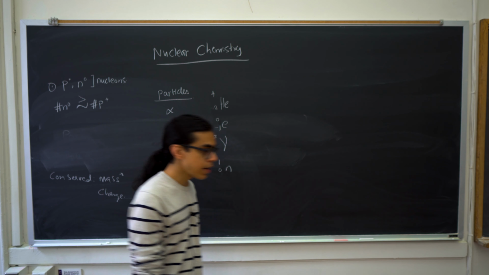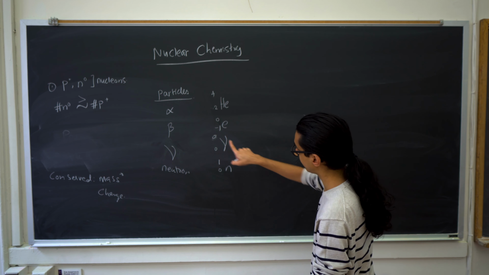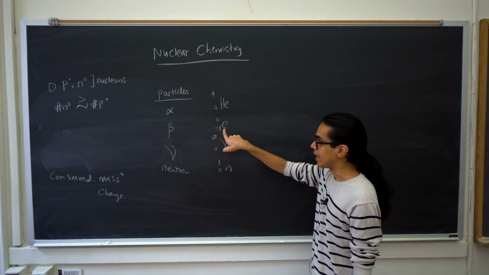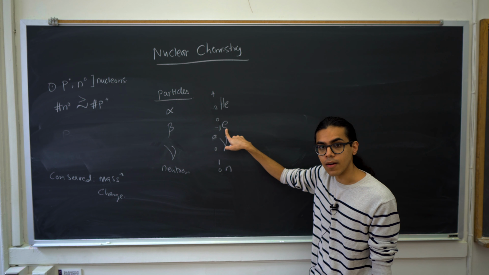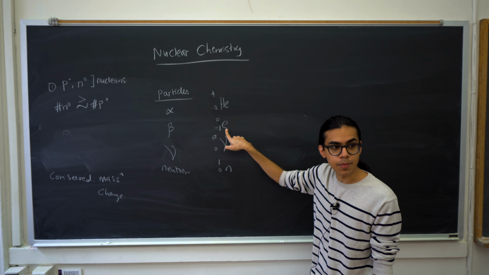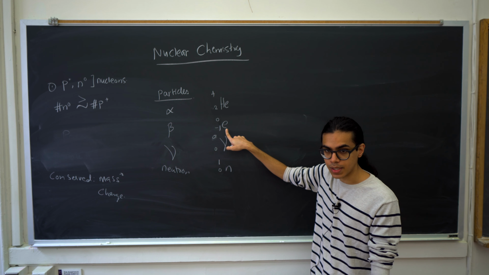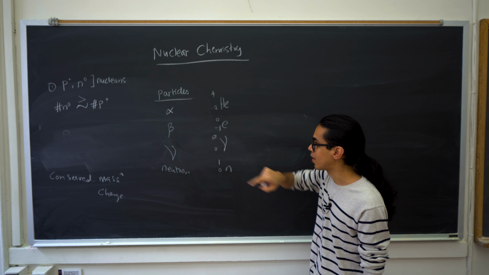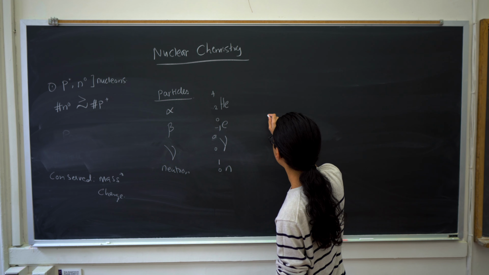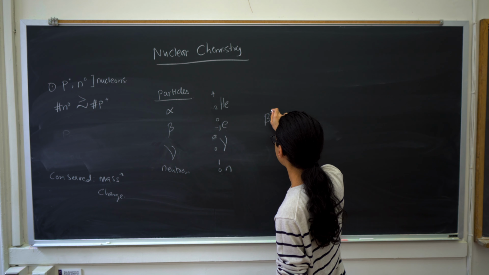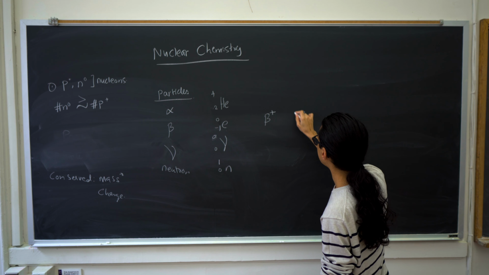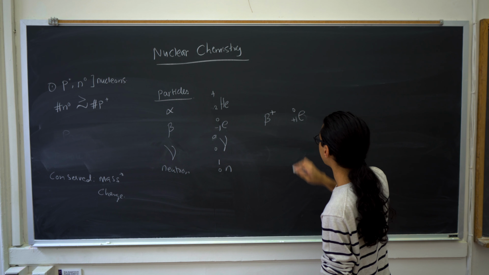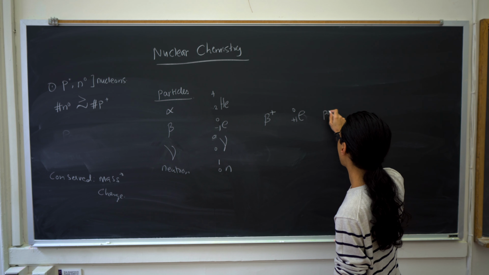And then there's this exotic particle that you haven't seen before. Electrons are negative. There is a positive cousin of the electron. It looks and behaves exactly like the electron, same size, same everything, except that its charge is positive. Think of it as a beta plus particle. Its symbol is 0, plus 1. This is called a positron.